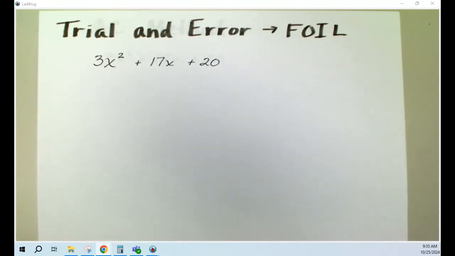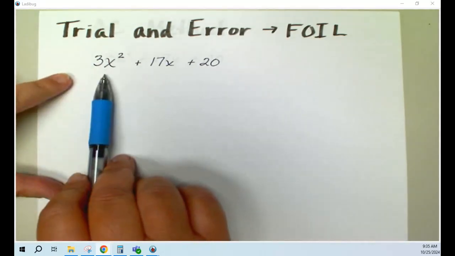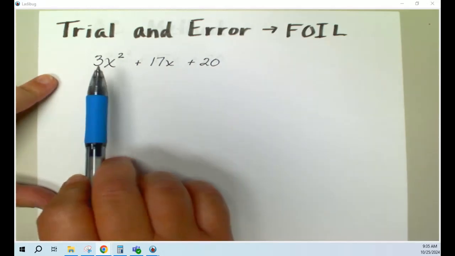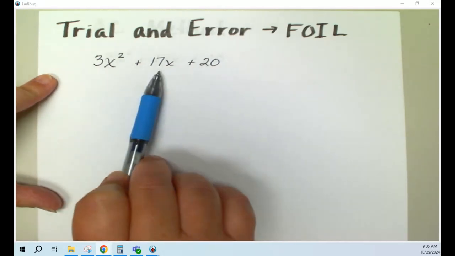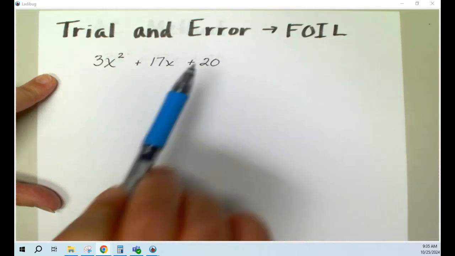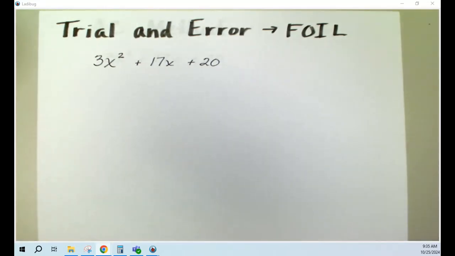Okay, so we want to do some factoring, and I'm going to do this video a little differently than we've done in the past. So this is our problem, our trinomial we want to factor, 3x squared plus 17x plus 20. And what we're going to do in this video is look at 3 different approaches to factoring this problem.